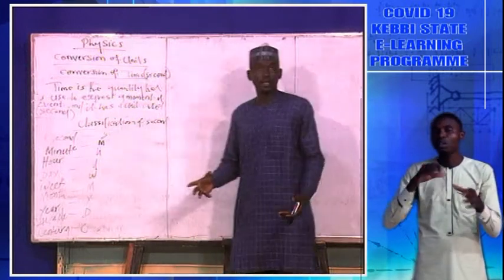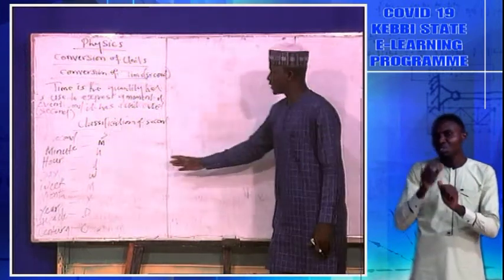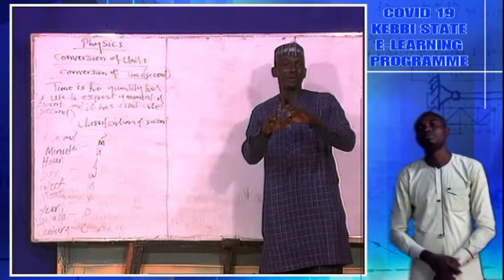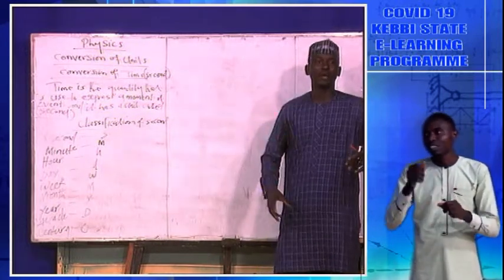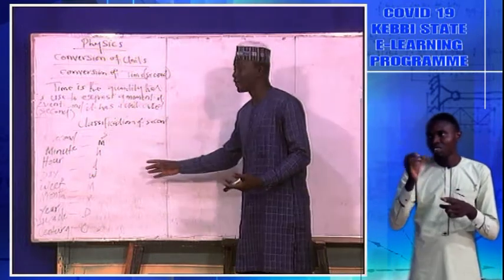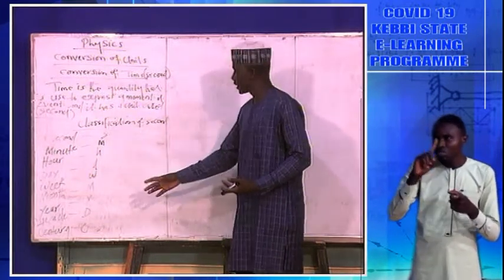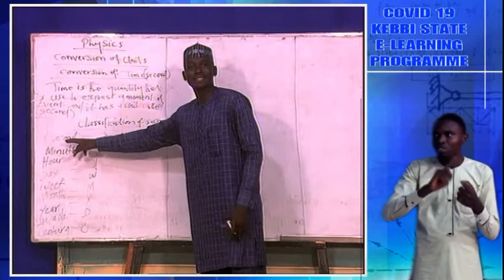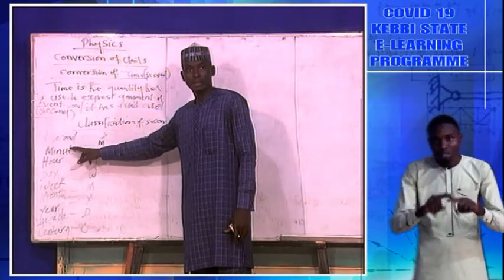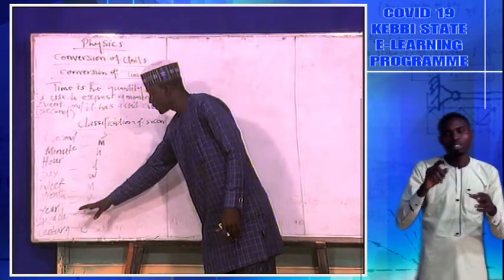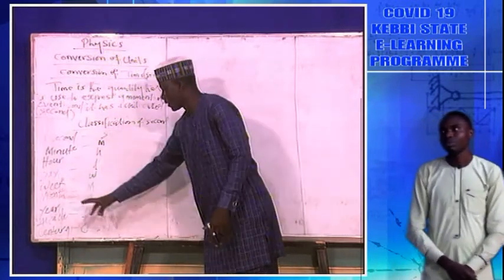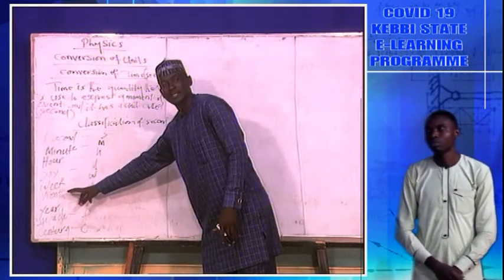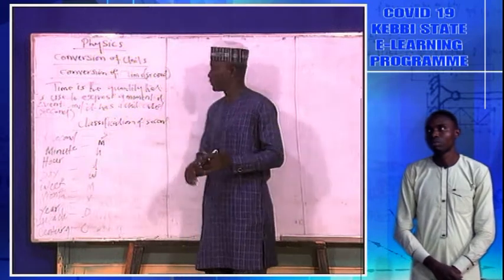For instance, if someone asks you, what is your duration, or what time do you cover in your whole life? Assuming maybe you are 20 years old, you cannot simply narrate it in a second or minute. It is easy for you to narrate it in year. Year is in standard form. You can even narrate it in a month.